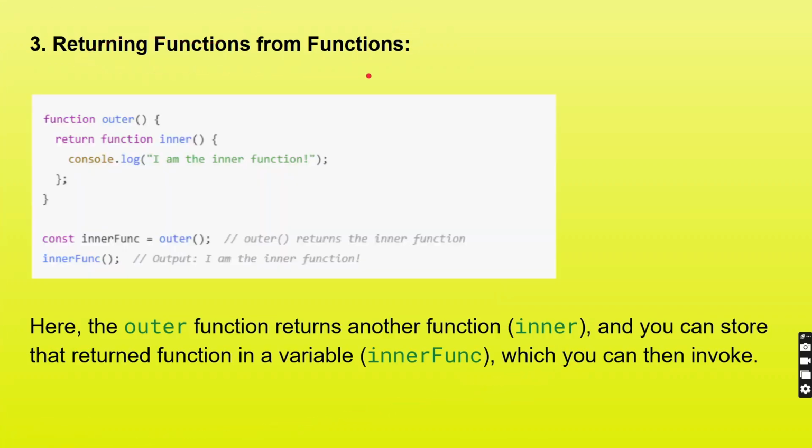Returning functions from functions. Here we have a function outer with open and close curly brackets, and we return another function, which is the inner function. In the inner function we are printing that I am the inner function. So when we call outer using a const variable, outer returns the inner function. When we call the inner function, the output is I am the inner function. Here the outer function returns another function inner, and you can store that returned function in a variable innerFunction which you can then invoke.